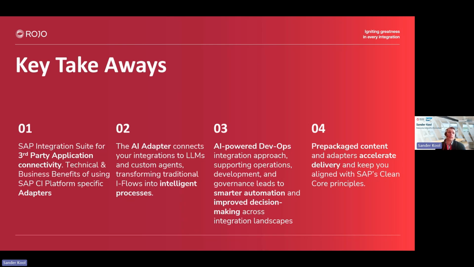So what did we talk about today? Third-party application connectivity, how we can achieve this via adapters, how to build more intelligent processes on both the technical and business side using the AI adapter capability in Integration Suite, how enterprise context is very critical in smart automation and improved decision making using AI-powered DevOps, what Ankit was explaining, and last, the prepackaged content. It's there, it's available, it keeps being updated by Rojo and Truth and SAP to comply with SAP's clean core principles and to quickly automate your business process.